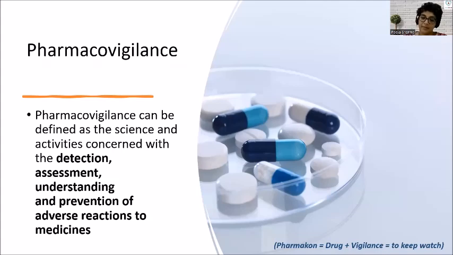Pharmacovigilance is, by definition, pharmacon, which is drug, and vigilance, which is to keep watch. It is a science which has activities concerned with detection, assessment, understanding, and prevention of adverse reactions to medicines. So it records these adverse reactions over time after regulatory approval.